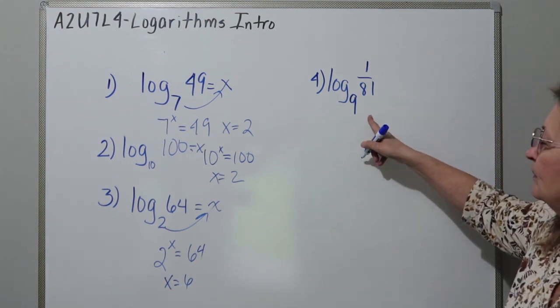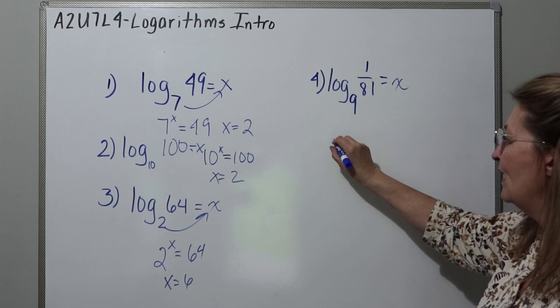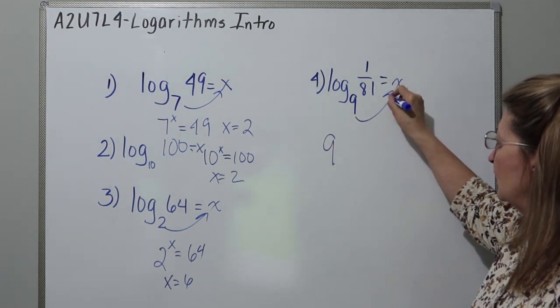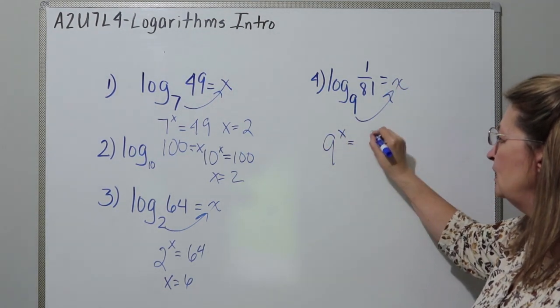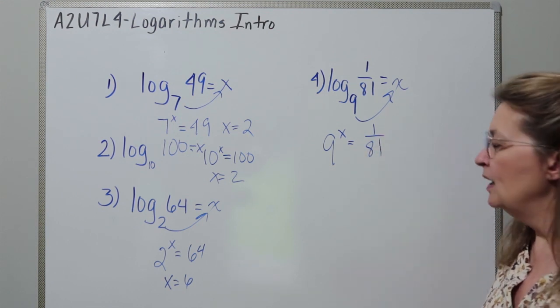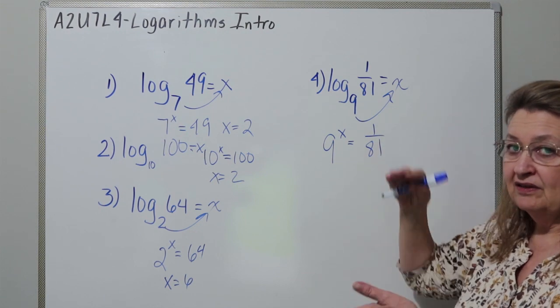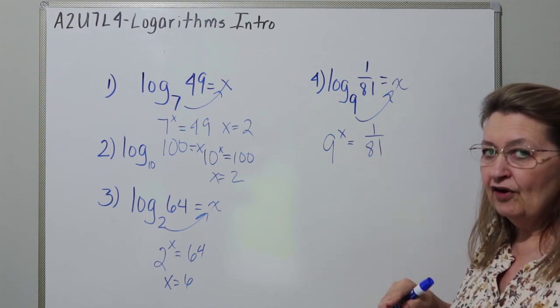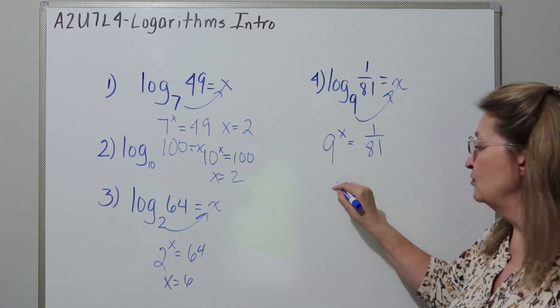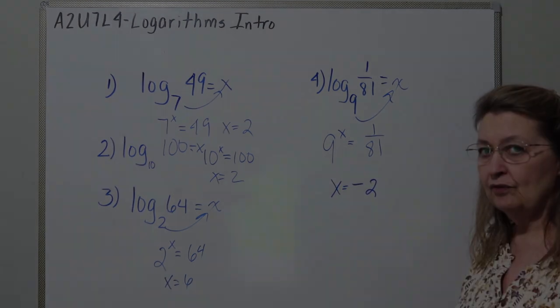Alright, now our last one. Here's my base, and I'm going to put equals x. So take your base, this is your power, equals 1 over 81. And let's just reason this one out. We know that 9 squared is 81. We also know that now this is inverted. So what inverts? Well, a negative exponent. So x is a negative 2.